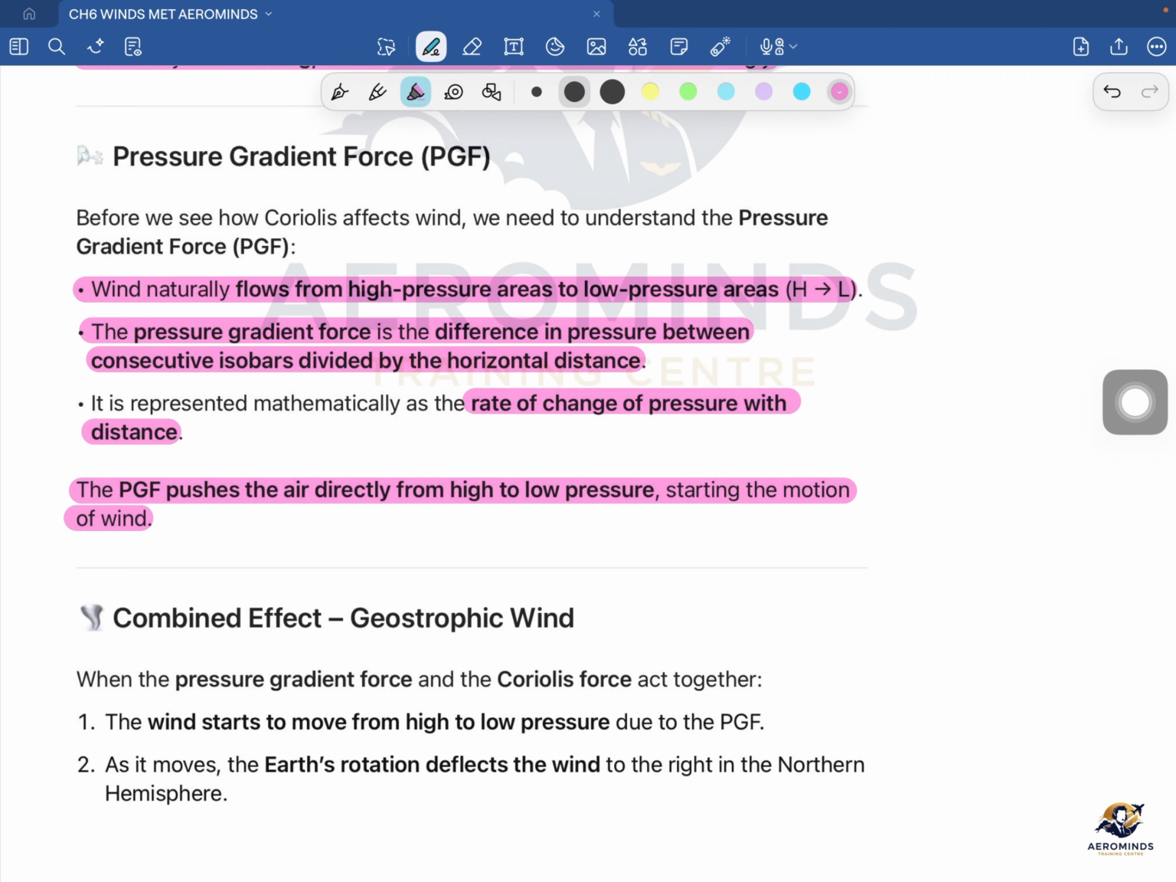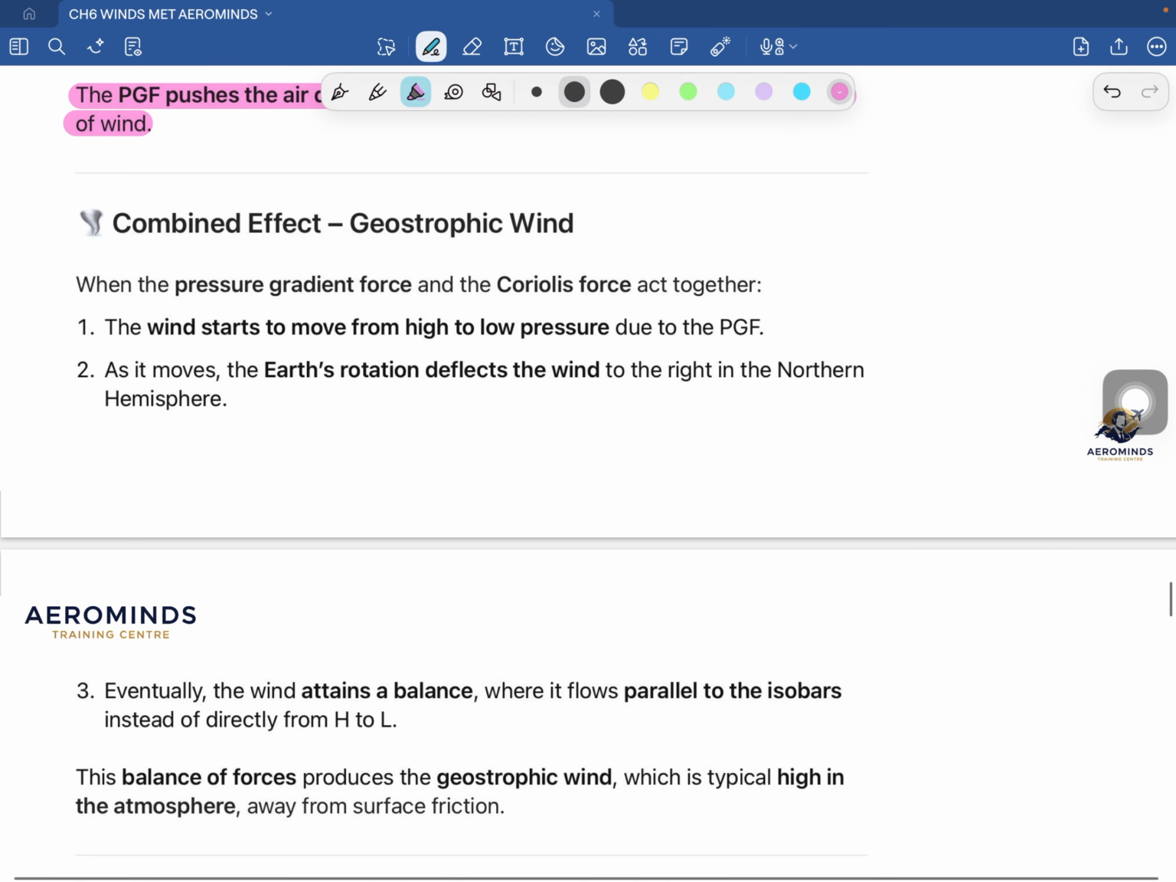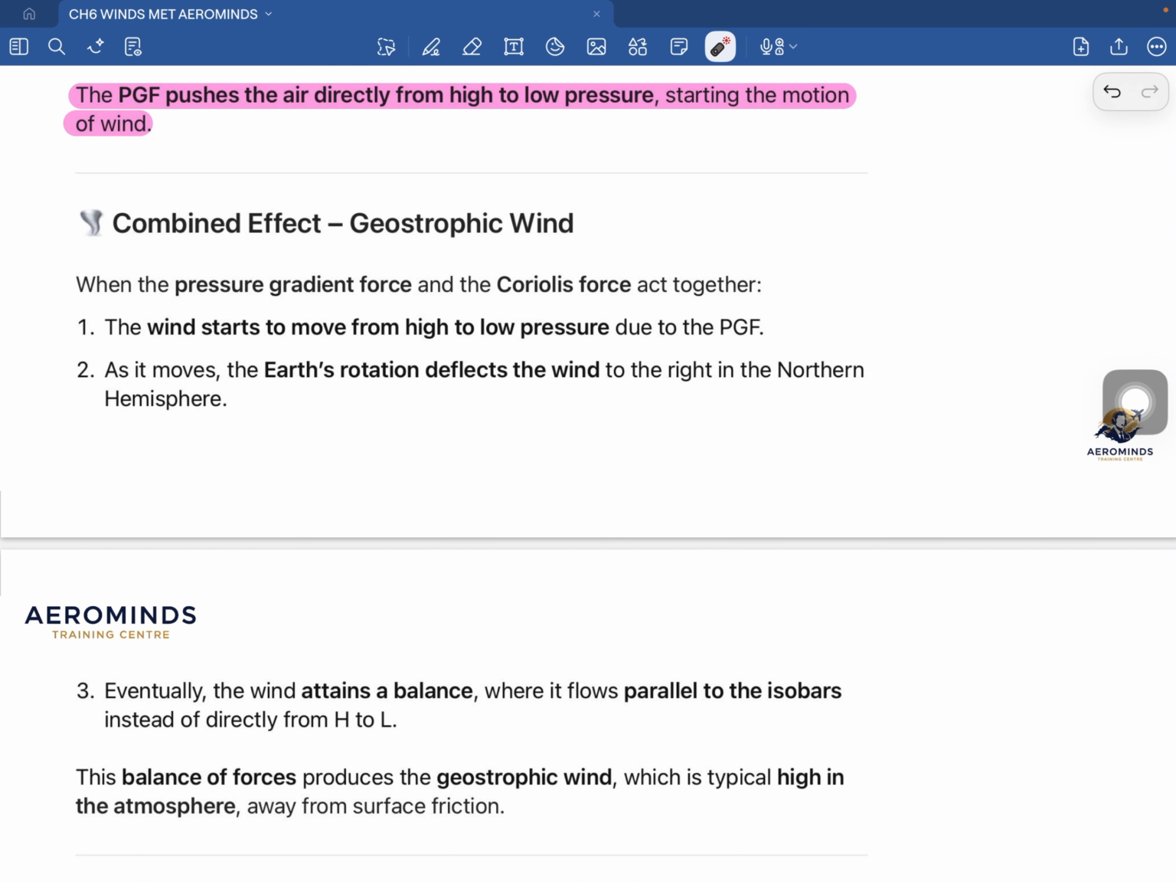That is it. Now let us see what happens when both the forces are combined. I want you to imagine that air is at rest initially. Because of the pressure difference, the pressure gradient force starts pushing the air from high pressure to low pressure, and the air begins to move. It starts to flow. Now the moment the air starts moving, the Coriolis force comes into play.